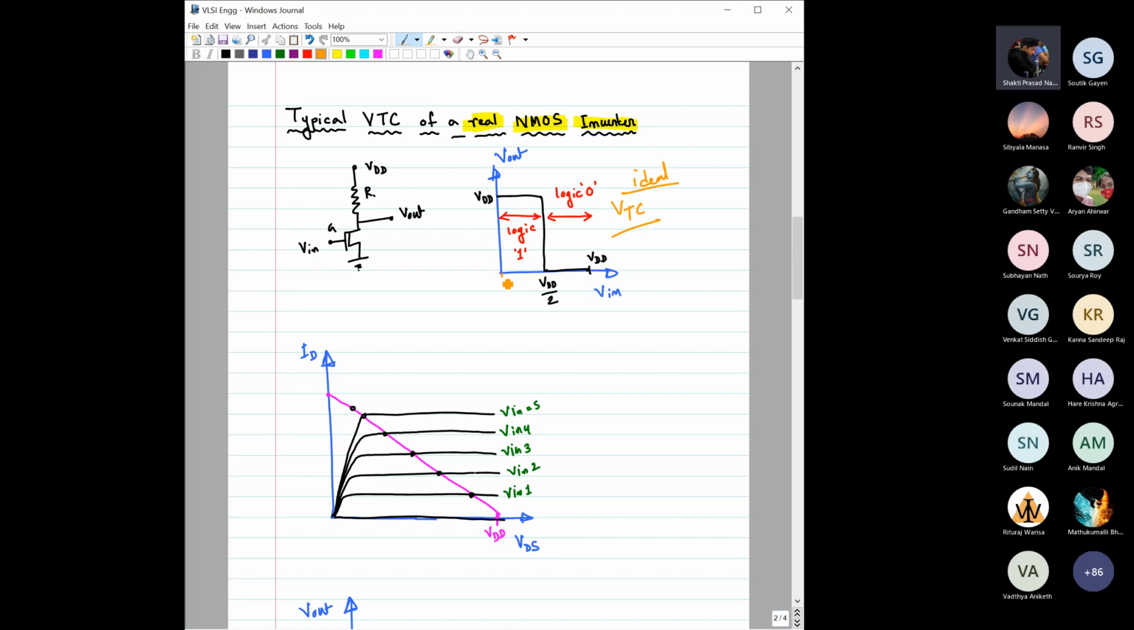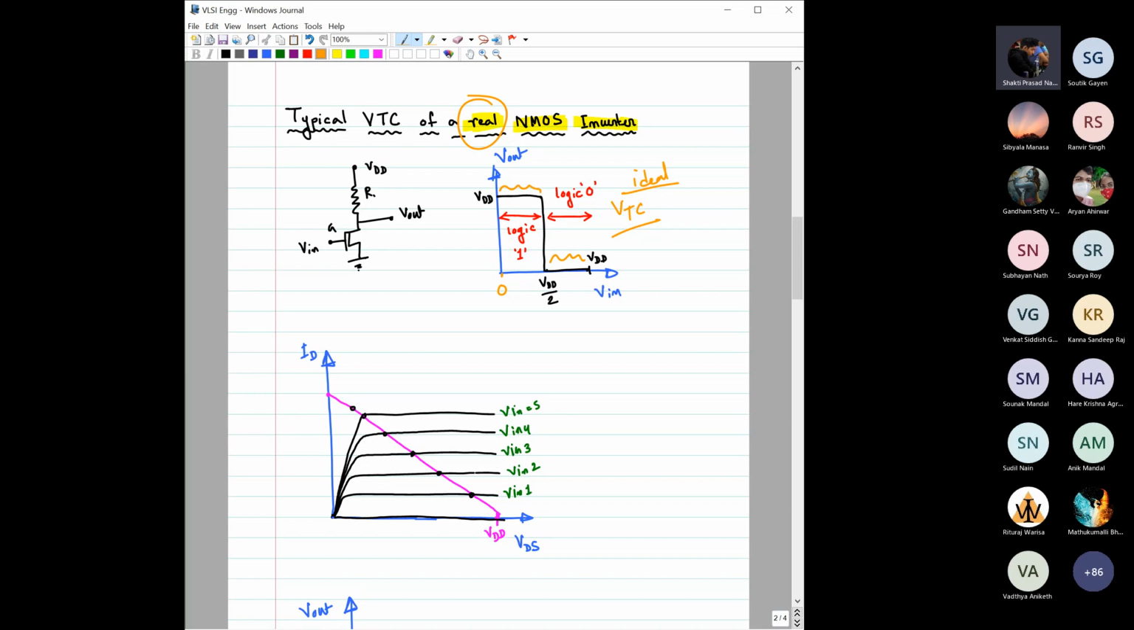So here you can see from 0 volt to VDD by 2, the output voltage is at VDD, meaning logic 1, and from VDD by 2 to VDD, the output is at logic 0, that means 0 volt, right? So it is the ideal case. But if you now consider a real NMOS inverter, which is this one, then how will this VTC change? So let us discuss that.